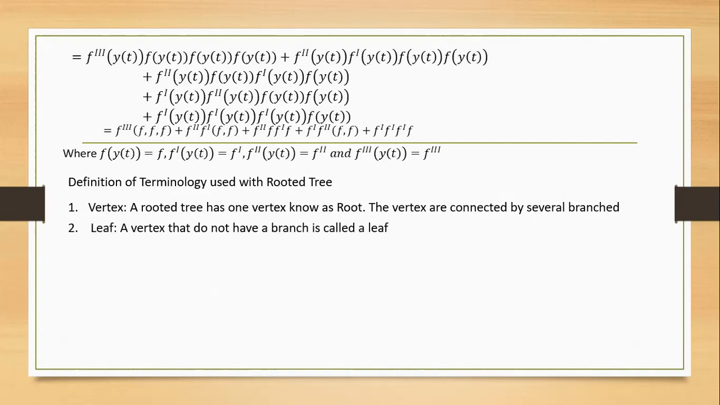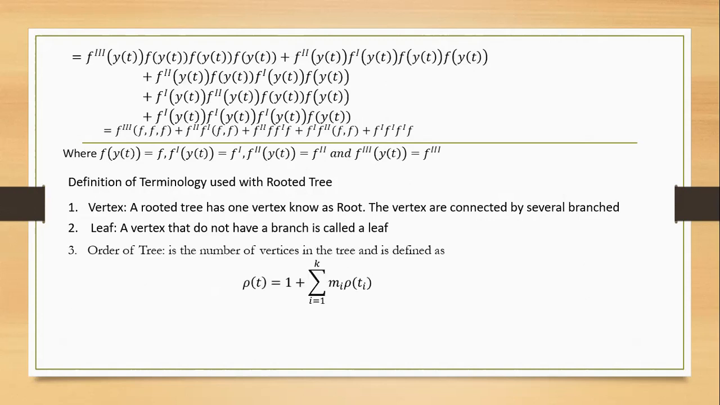Then let's look at the second one. We have what is called a leaf. A vertex that does not have a branch is called a leaf. We can have a root extend to a leaf. That leaf can still be a root extending to another leaf, until we have a vertex that is not attached to any branch. Then that is called a leaf.